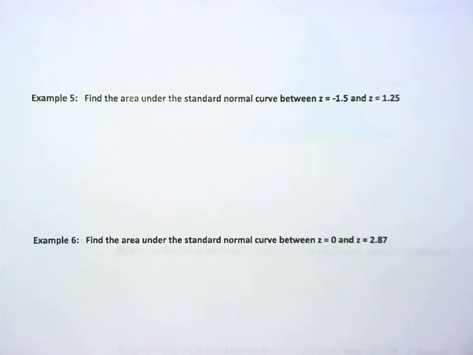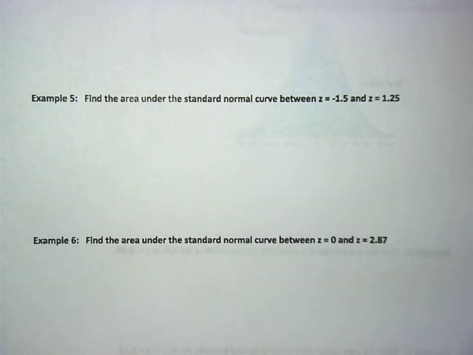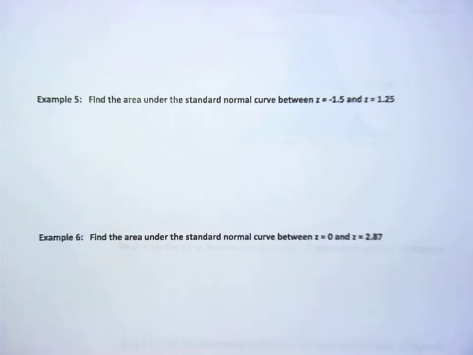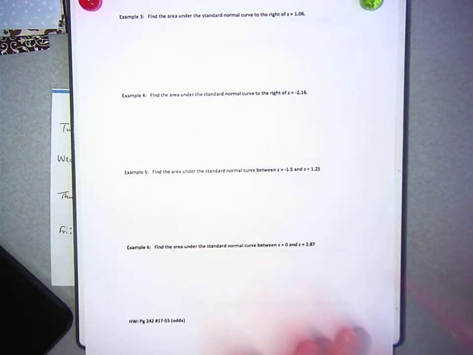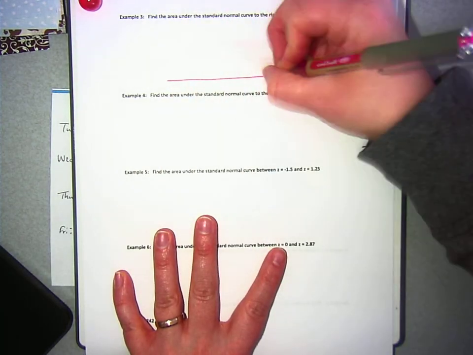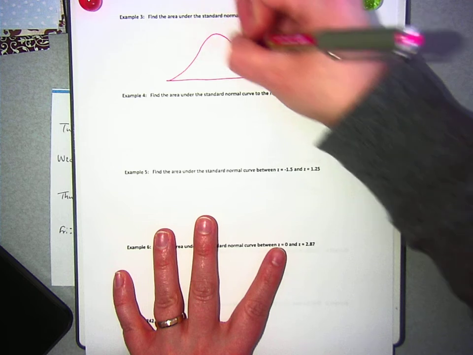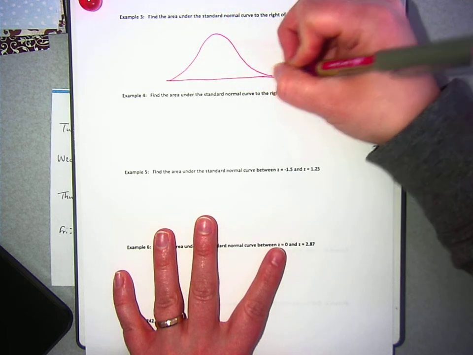Okay, backside. Find the area under the standard normal curve to the right. We've got 2 that are going to be to the right and 2 that are going to be between. So right now, on your entire sheet of paper, just to make it easy and to make it fast, let's draw 4 of these things. They do not have to be nice.